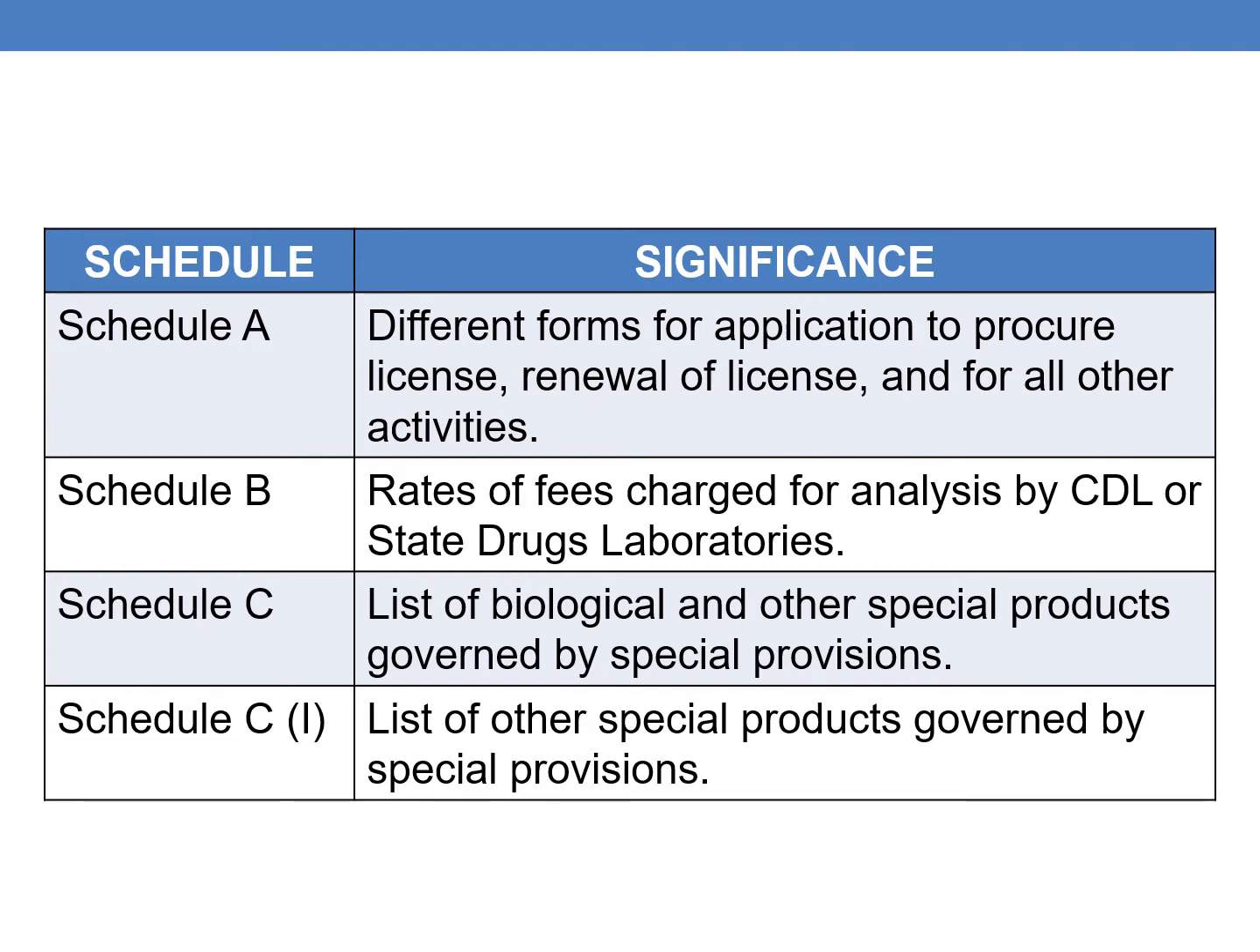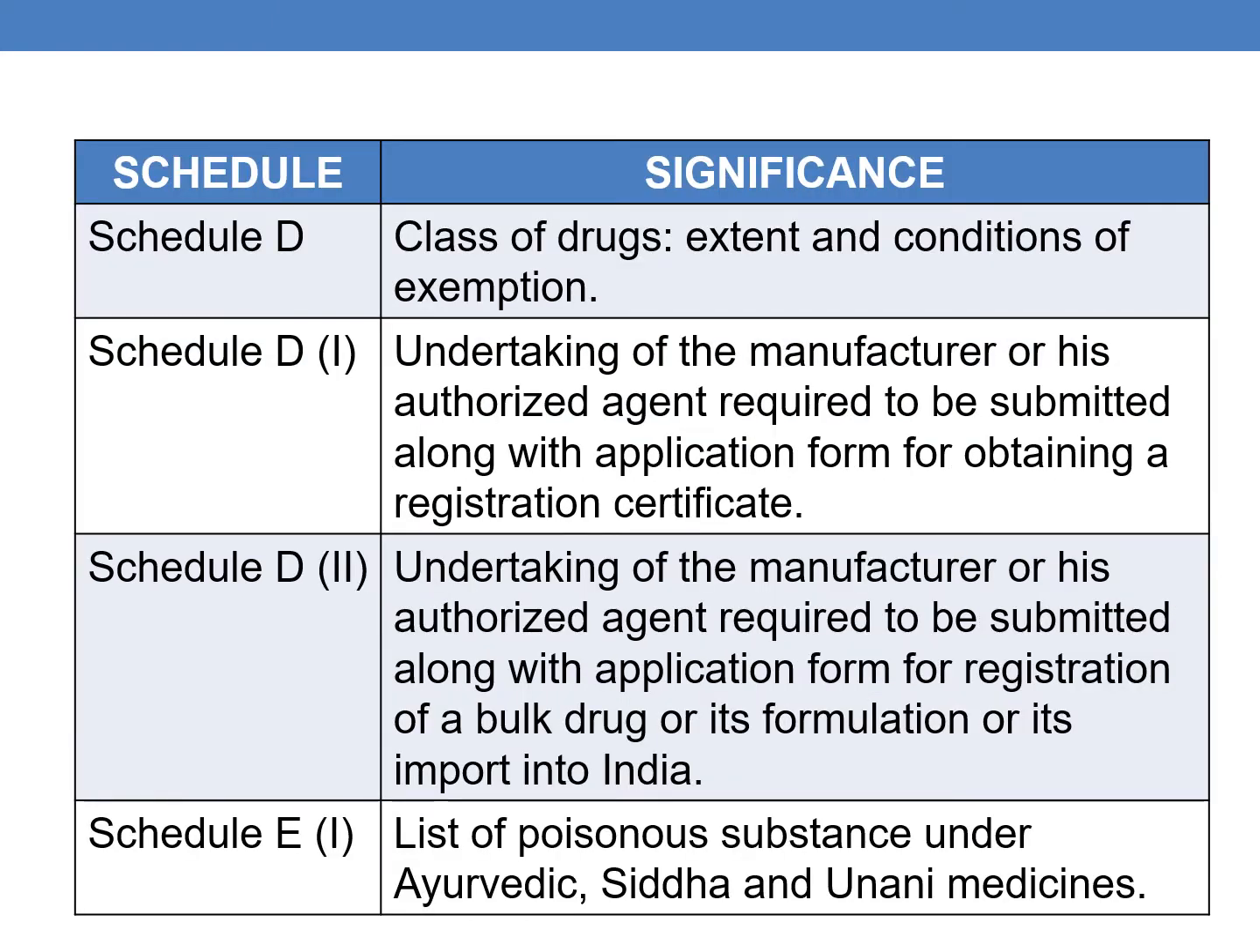Coming to Schedule C, it is a list of biological and other special products governed by special provisions. Coming to Schedule C1, it is a list of other products governed by special provisions. C deals with biologicals and other special products. Other than biologicals, the list of other special products governed by special provisions comes under Schedule C1. Coming to Schedule D, it is a list of class of drugs, extent and conditions of exemptions.